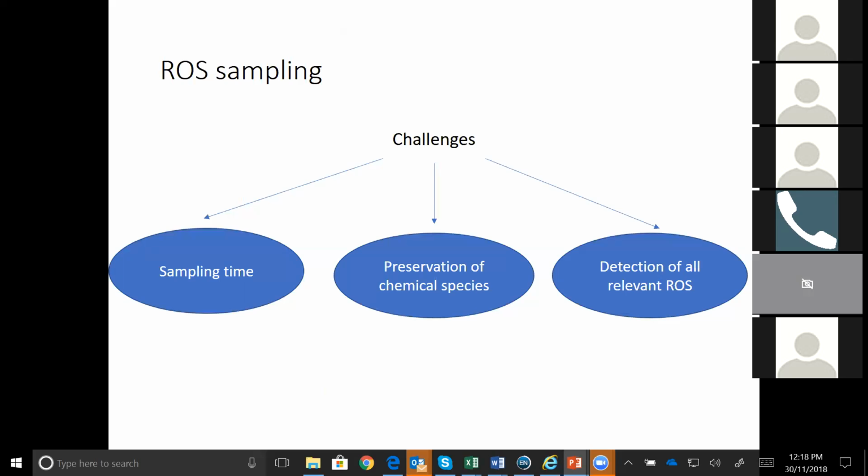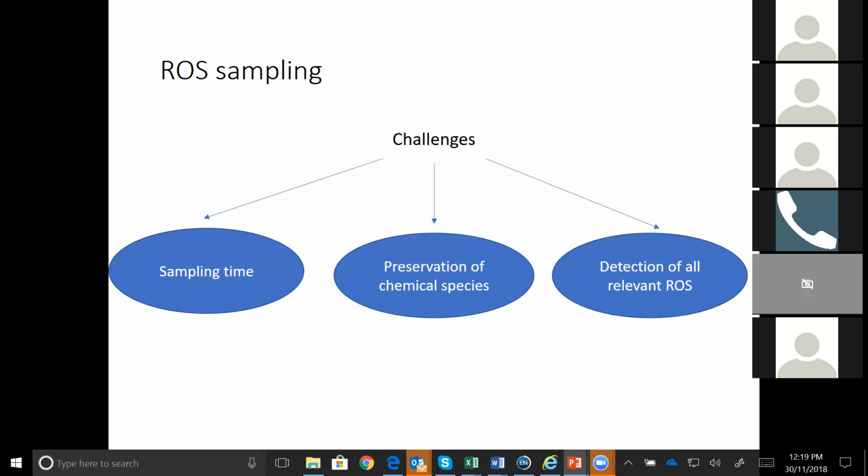Preservation of chemical species is a big problem, as we said before. Once pollution species, meaning volatile organic species and particles, are released in the atmosphere, they start to change. So to preserve chemical species as original components is very hard, and that's why many sampling techniques are limited as they can't provide preserved chemical speciation.